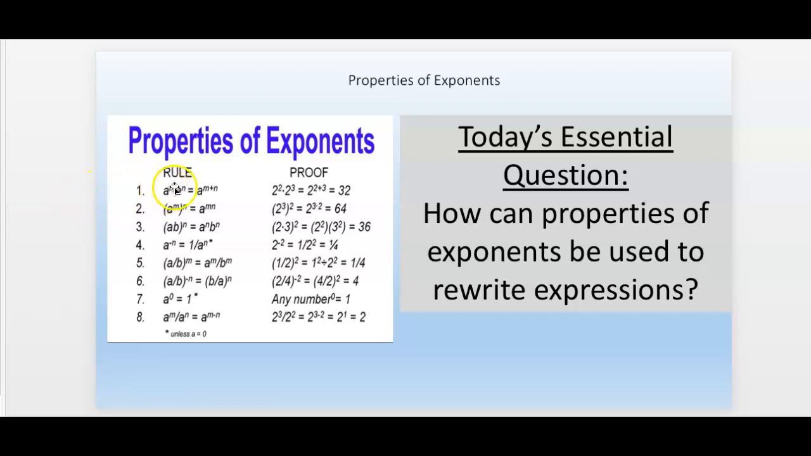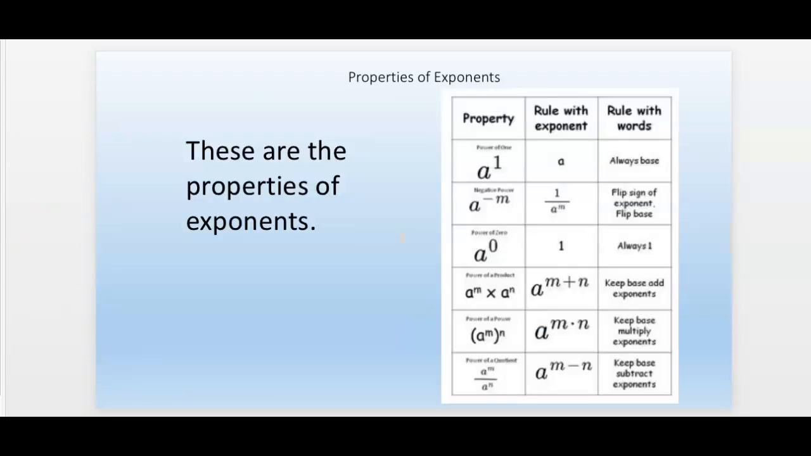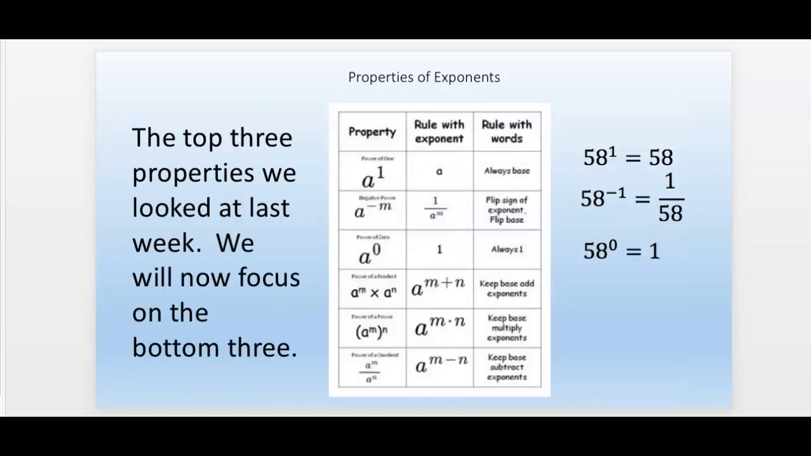Guys, there are lots of properties of exponents. We've covered a bunch of them already. Basically, these are the six that we're looking at. These top three we already did. The bottom three are the ones we're going to be looking at today. Again, for the top three, if you remember, raising something to the power of 1 is just the same number. Negative 1 means 1 over that number. And anything raised to the 0 power is 1. Okay, just a review. That's the top three. The bottom three we're looking at today.